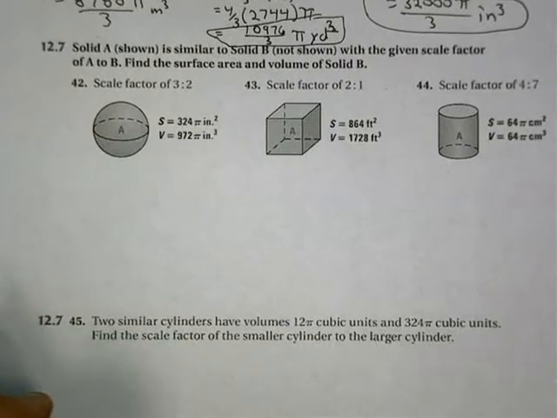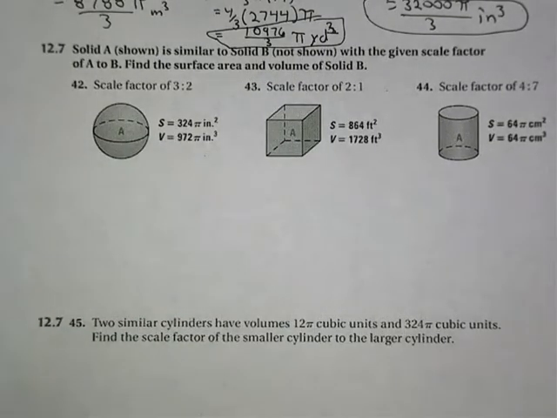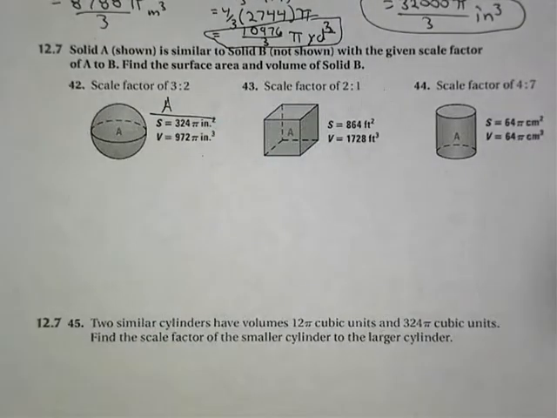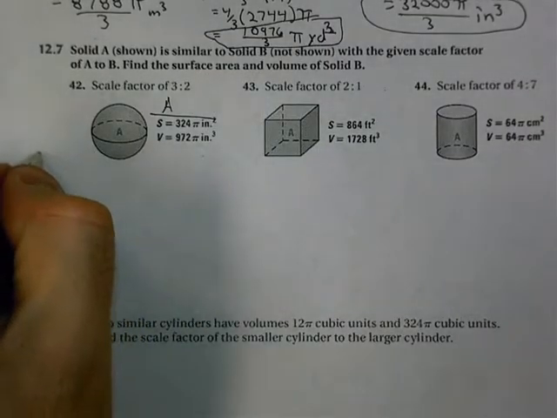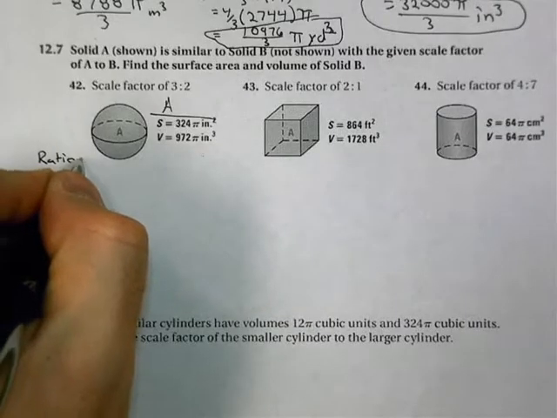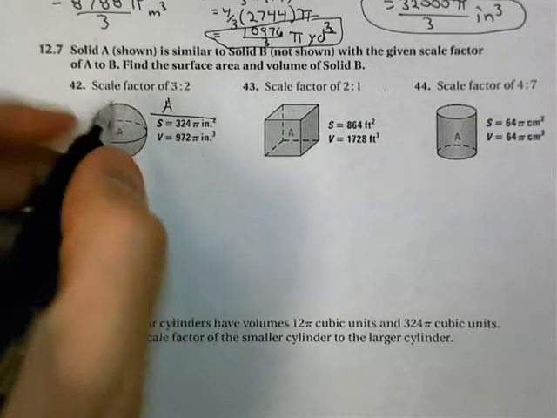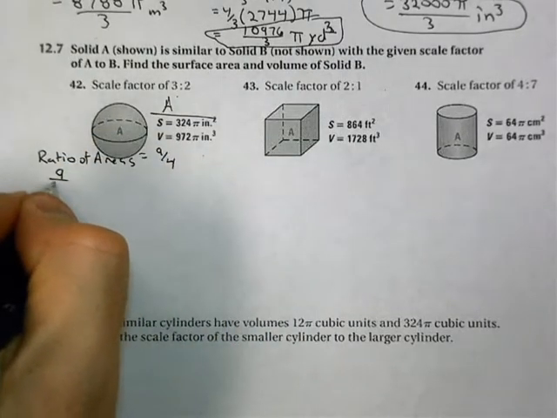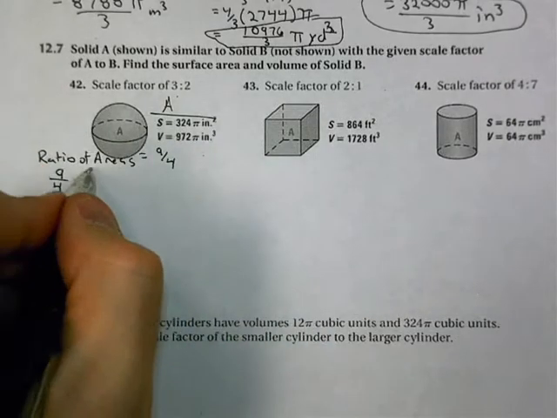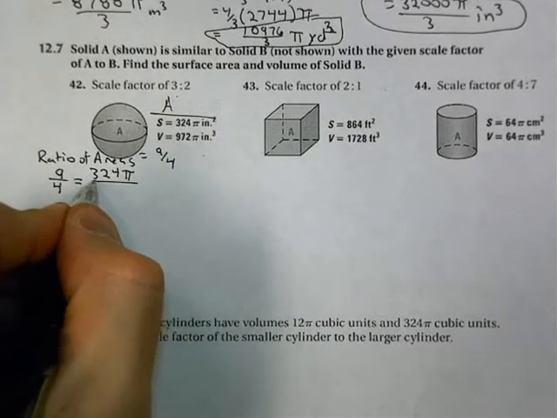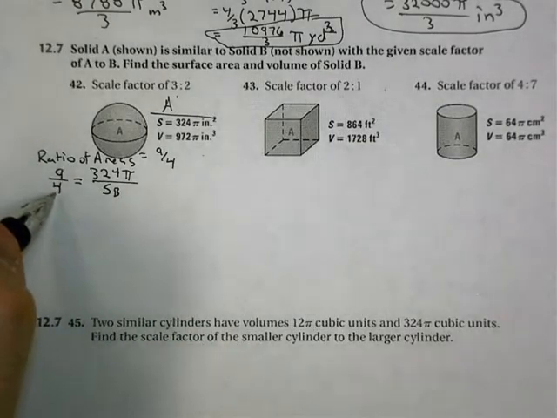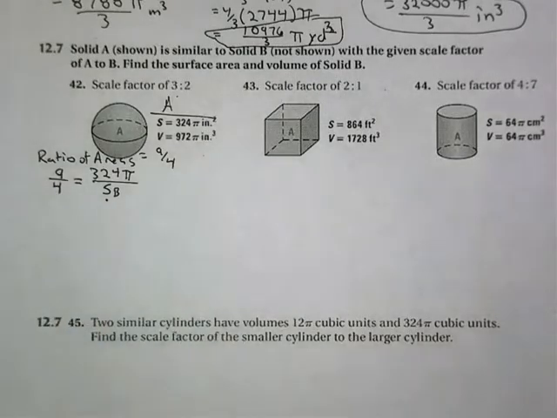Okay, on number 42, we're given a scale factor. We're given a solid A, and we have the surface area and volume of that. And we need to find the values for B, which is the solid similar to it. It's just not shown. So we first start with the ratio of the areas. If our scale factor is 3 to 2, our ratio of the areas is those squared, 9 over 4. I then take that ratio and make a proportion using 324 pi over the surface area of B. So the ratio of the areas, I square from the scale factor. Now that's the proportion to the surface area of B.